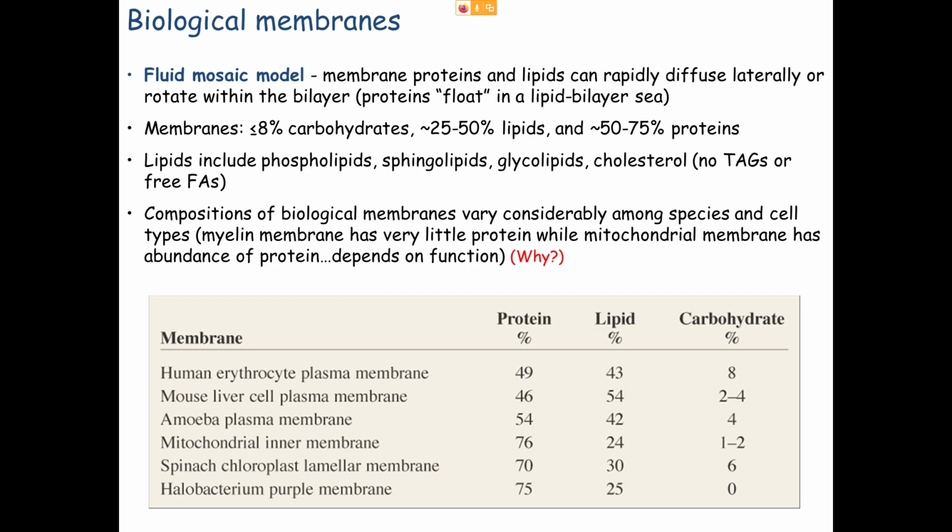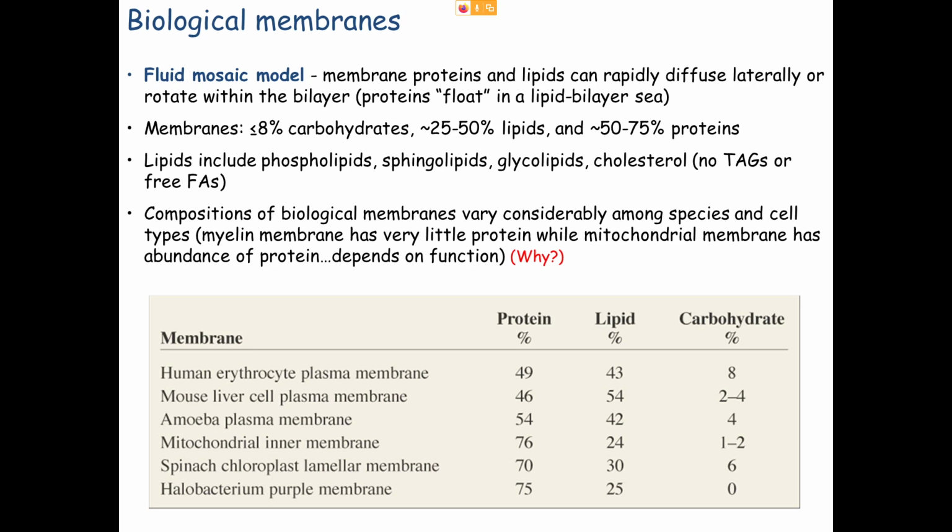How about a spinach chloroplast membrane? So this is a plant, but inside of the plant there's a chloroplast, so it's an intracellular organelle, right? And it's roughly the same. It's mostly protein, again around 70%, lipid about 30%, and a few carbohydrates on there. So it looks a lot like a bacterium, which you'd expect.